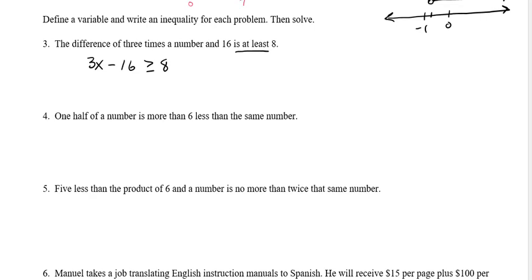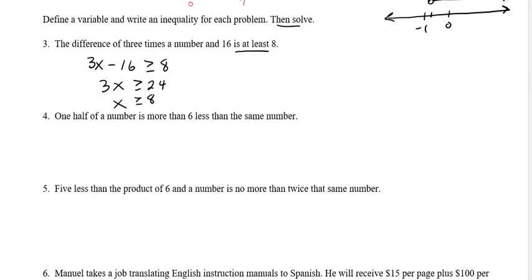And then once I come up with the inequality, it says to solve. So I'm going to add 16 to both sides, divide by 3 on both sides, and my final answer there for the solution is x is all the numbers greater than or equal to 8.